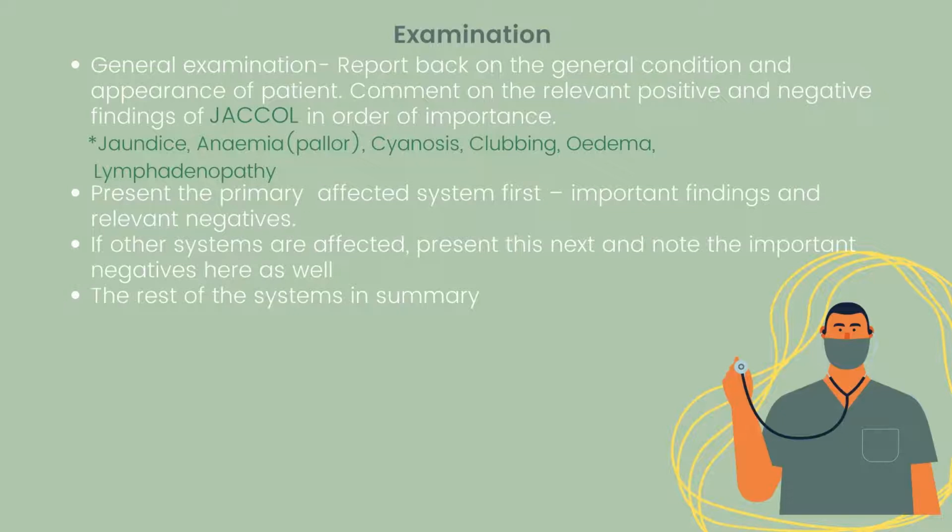So if the patient is presenting with perhaps chest pain, shortness of breath, edema, so you want to focus perhaps on the cardiac system and then report those important findings and the relevant negatives of that finding. If other systems are affected, present the next and note the important negatives here as well. And then the rest of the systems you can do in summary just to cover your bases.